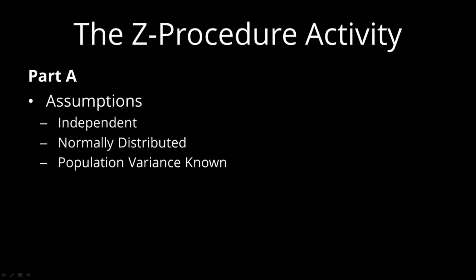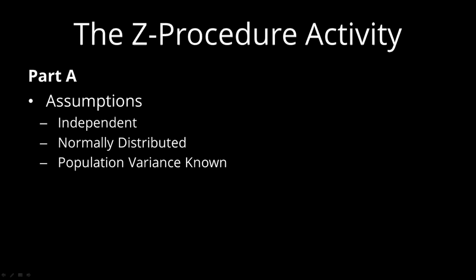The first assumption is that the data are independent. The second assumption is that they come from a normally distributed population. And the third is that we know the population variance. Now, under those assumptions, the test is appropriate. That is, if those assumptions are met by the data, then we can use the z-test without any problems.